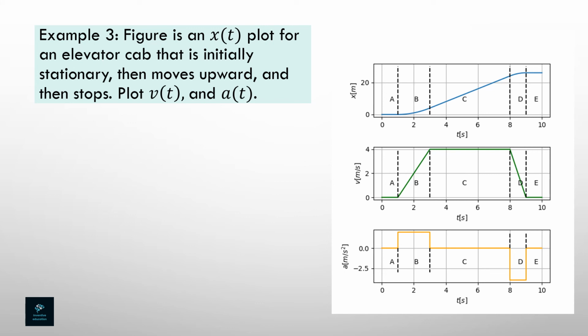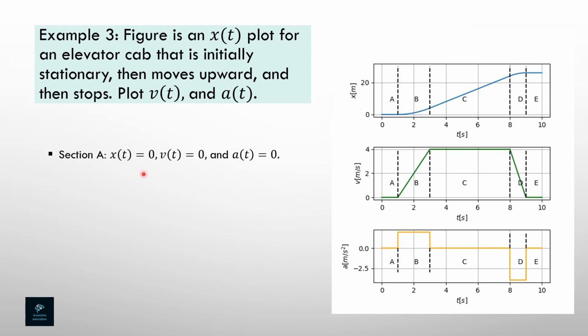Let us take another example. In this example, we are given the position plot of an elevator cab that is initially stationary, then moves upward and then stops. We are required to plot v(t) and a(t). So velocity plot and acceleration plot according to the position plot is shown here, and the plots are divided into different sections.